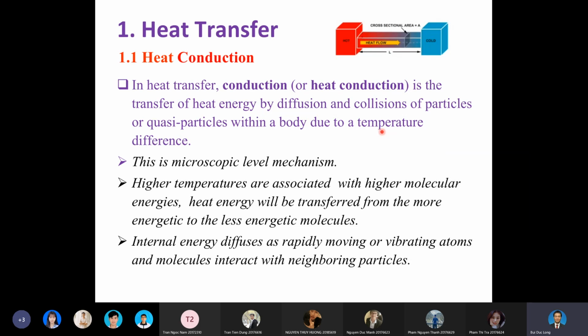So we go into a little more detail about what heat conduction is. Our approach is step by step. First we go very general and very simple, and then we make it clearer.